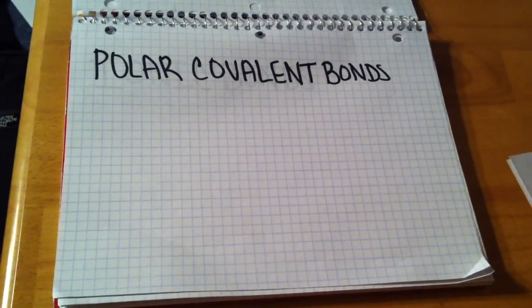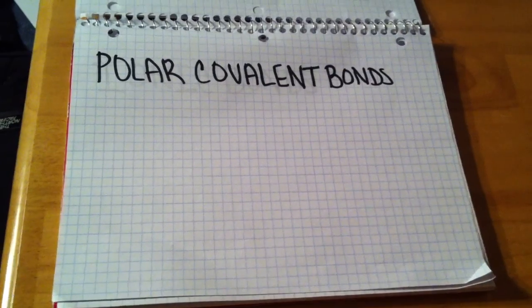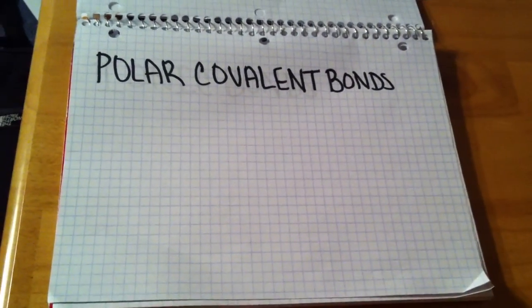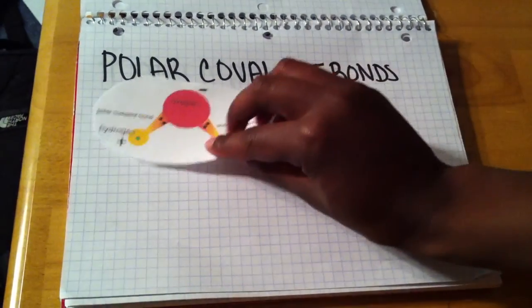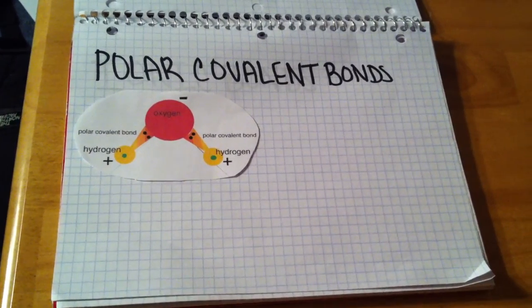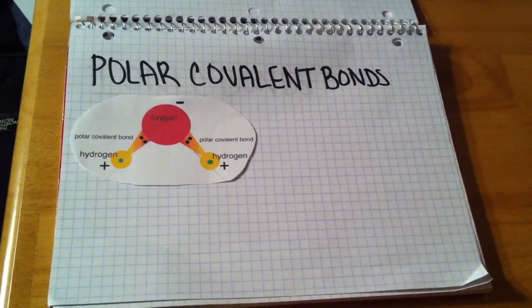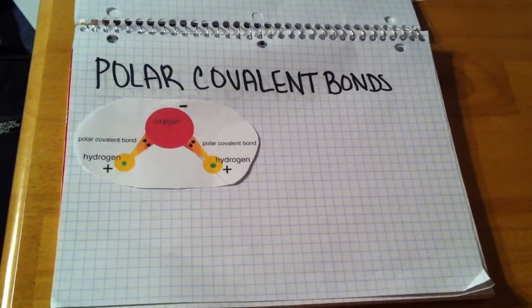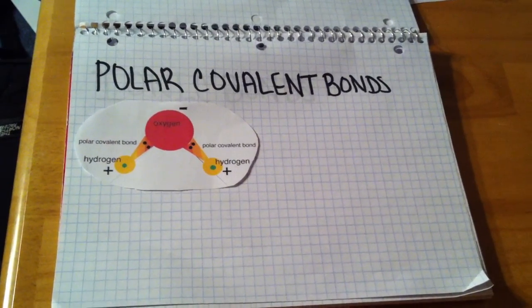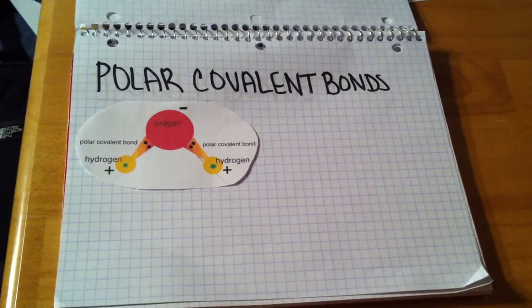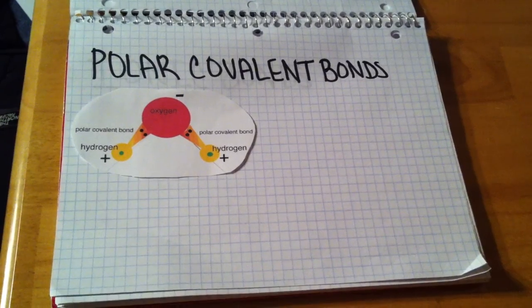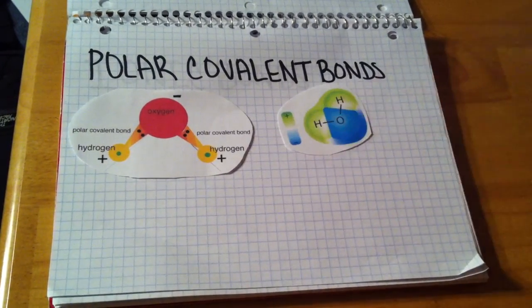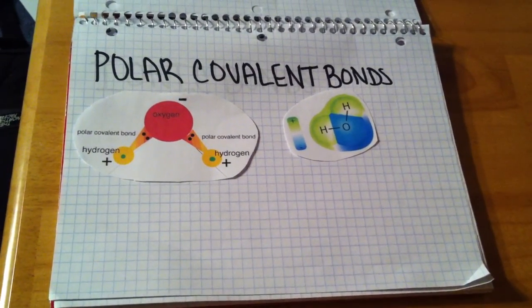The second type of covalent bonds are polar covalent bonds. These bonds happen when the sharing of electrons is unequal, and the electrons spend more time around one atom than another. When the electrons spend more time around one atom than another, it creates a large shift in the electron cloud. Two examples of this are water and hydrogen chloride.